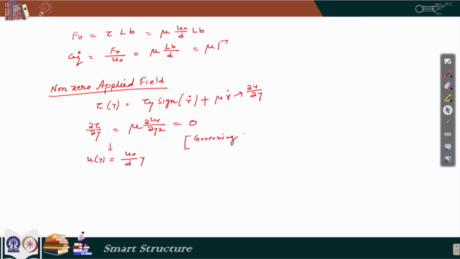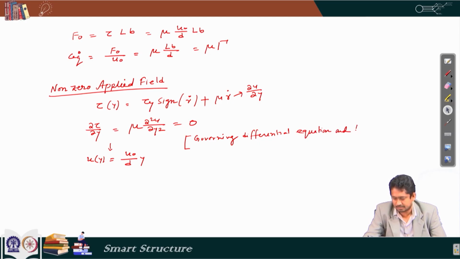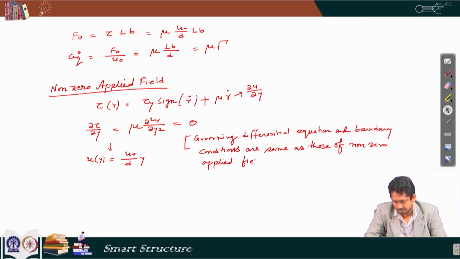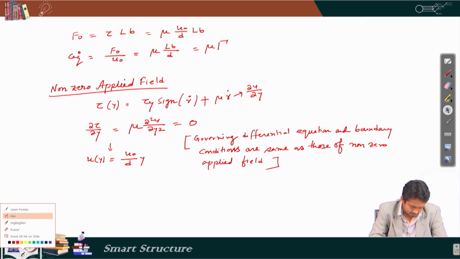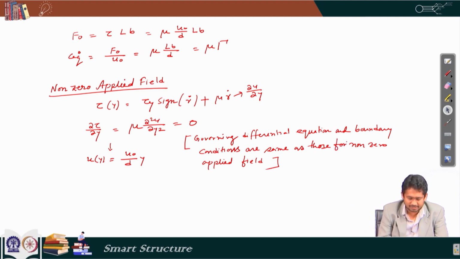So, here we can note that the governing differential equation and boundary conditions are the same as those for the zero applied field. So, we have the same solution.